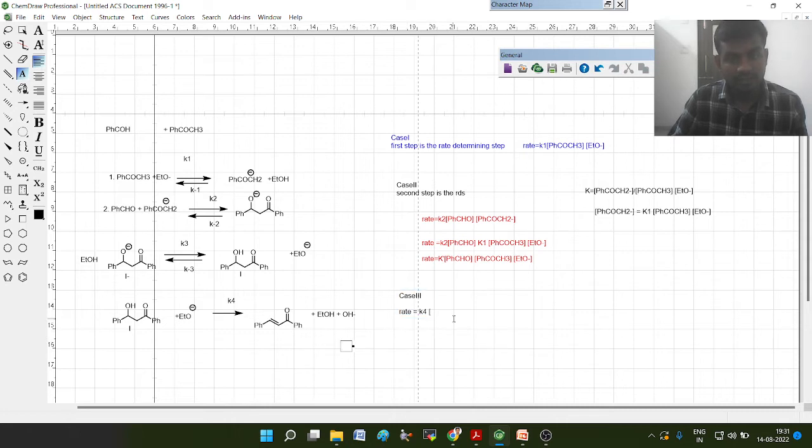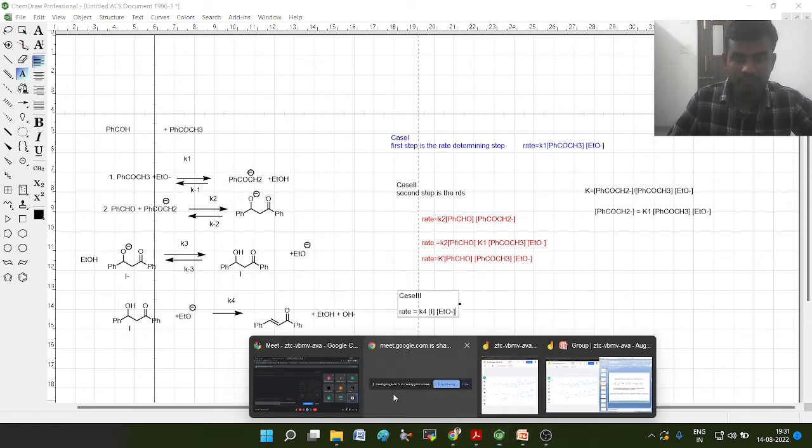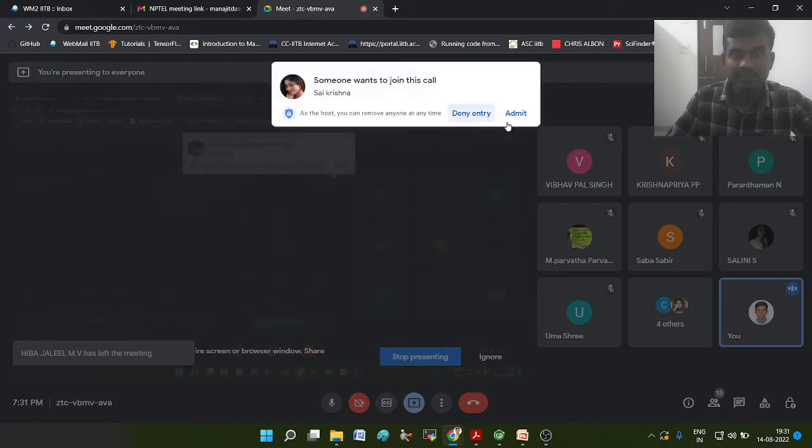So if I write the rate for this case 3, we have k4 into the concentration of I into the concentration of EtO minus, right? Now I have to do multiple steps, okay, I can show it, it's not a big deal. Basically I want to replace this concentration of I with the concentration of known reactants.